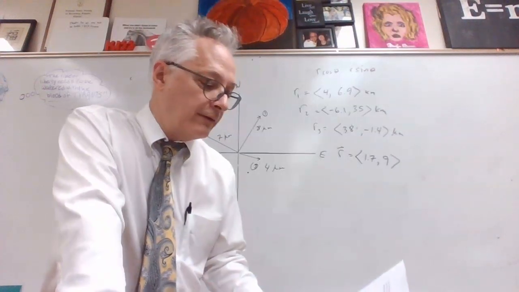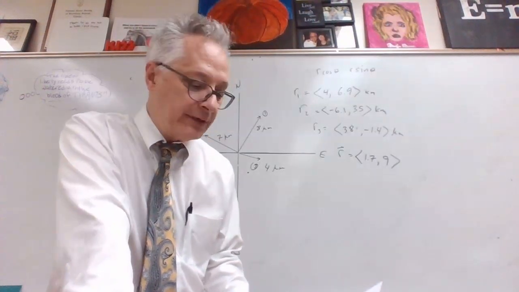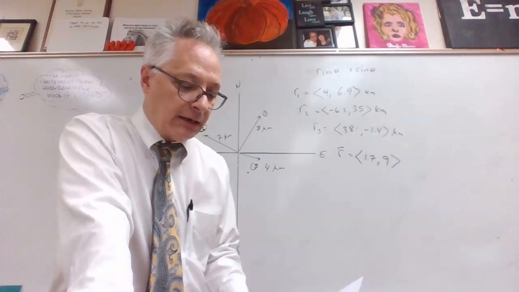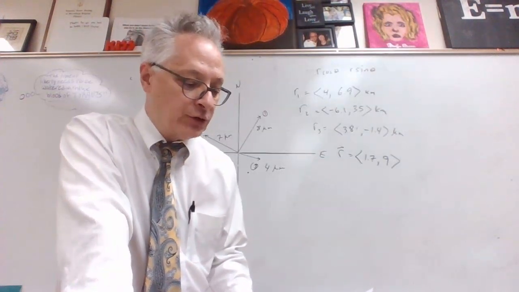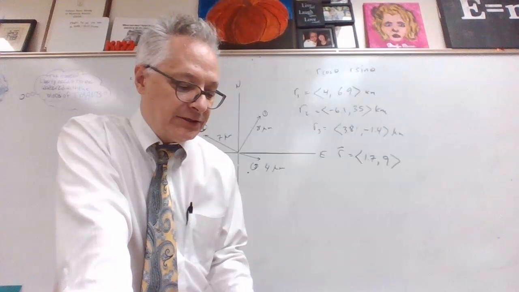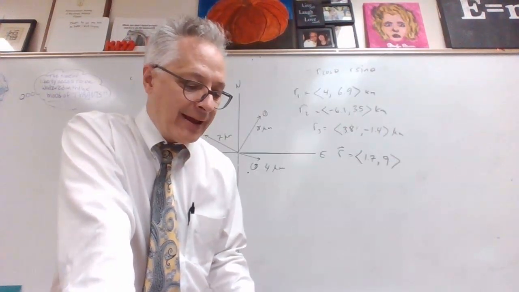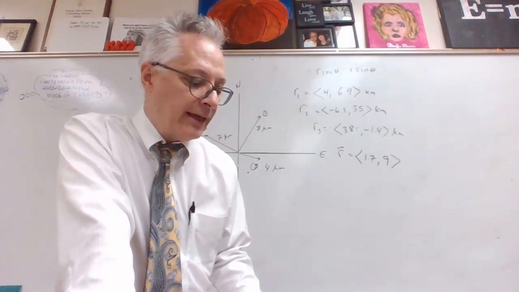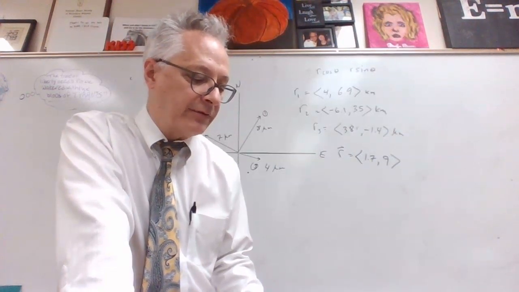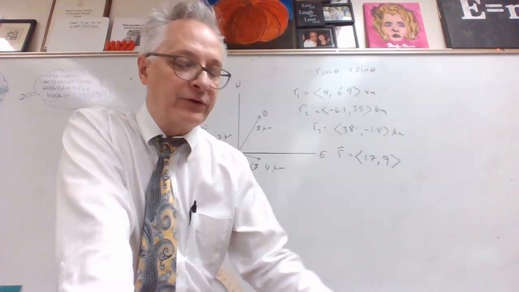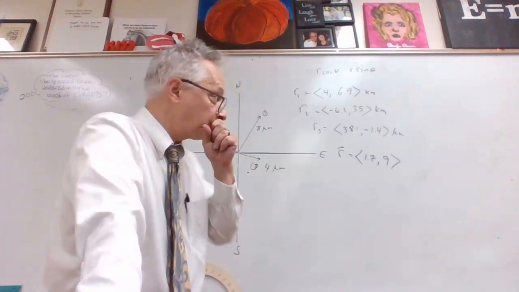Okay, question 5 says a hiker's trip consists of 3 segments. Path A is 8 kilometers long, heading 60 degrees north of east. Path B is 7 kilometers long in a direction 30 degrees north of west. And Path C is 40 kilometers long, heading 70 degrees east of south. Find the displacement of the hiker.